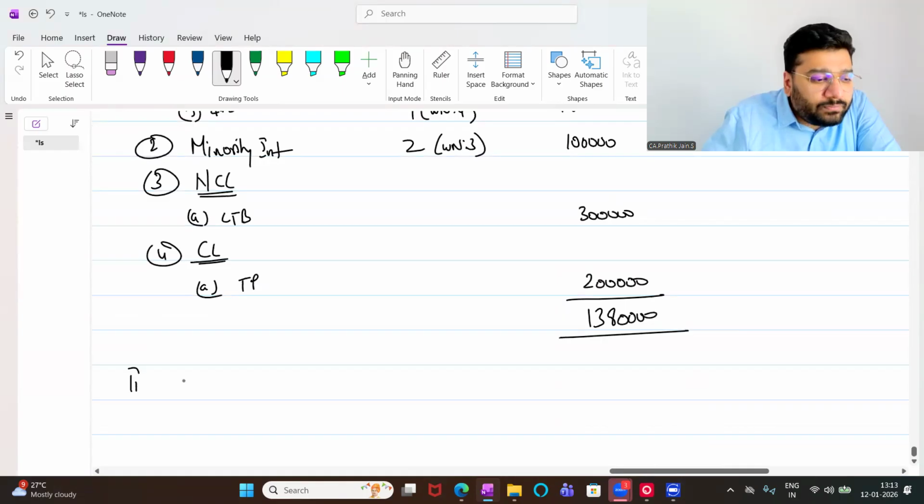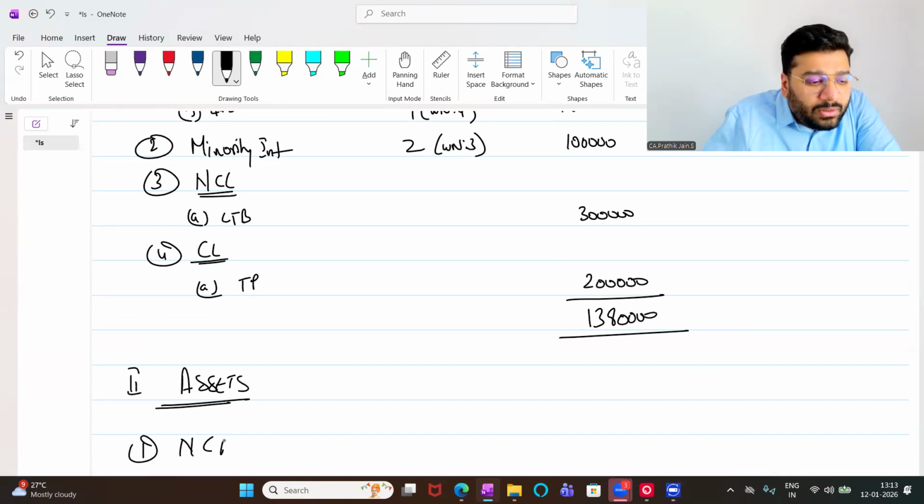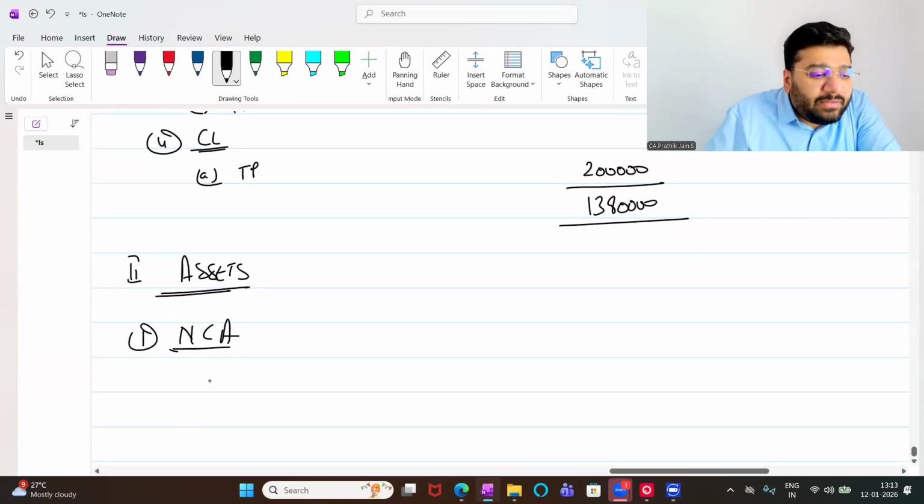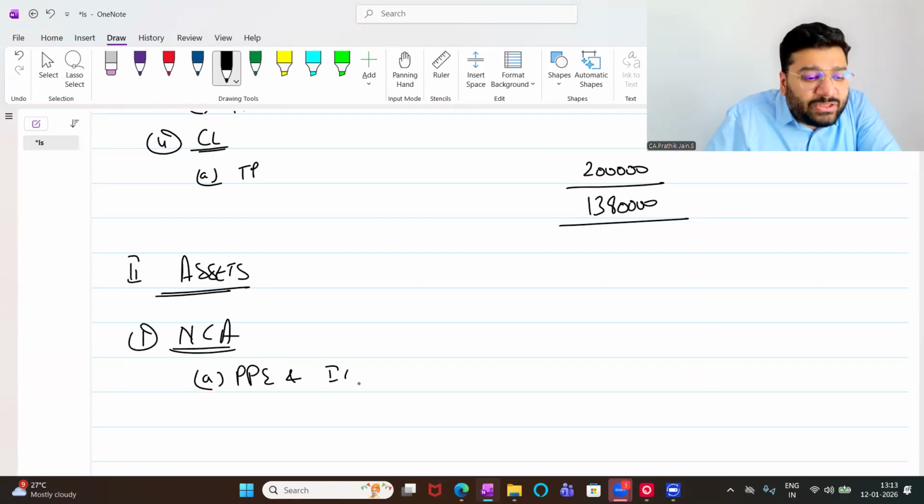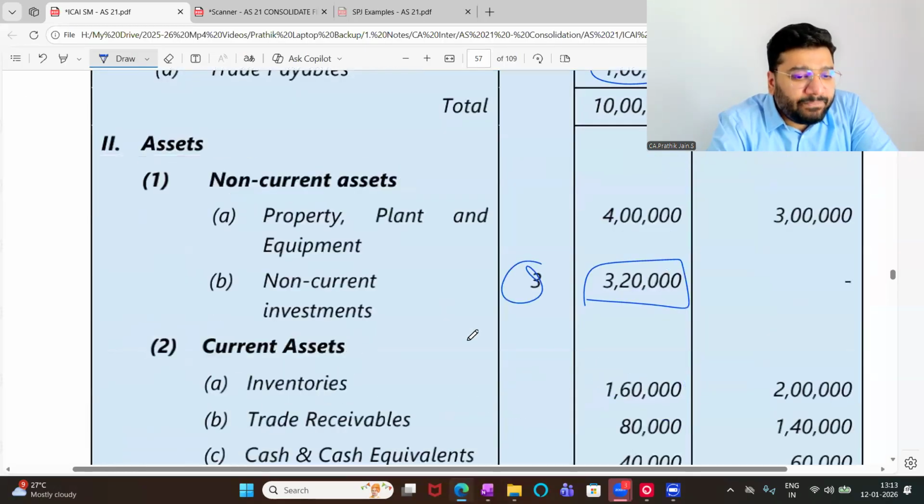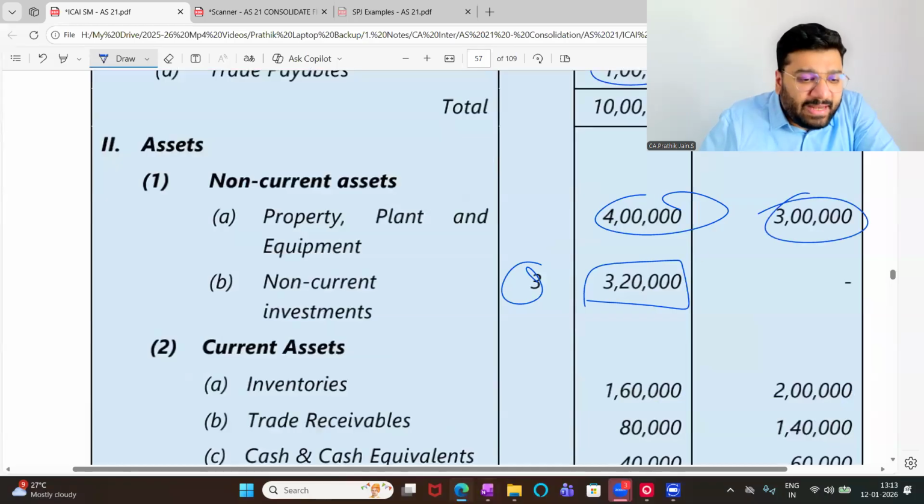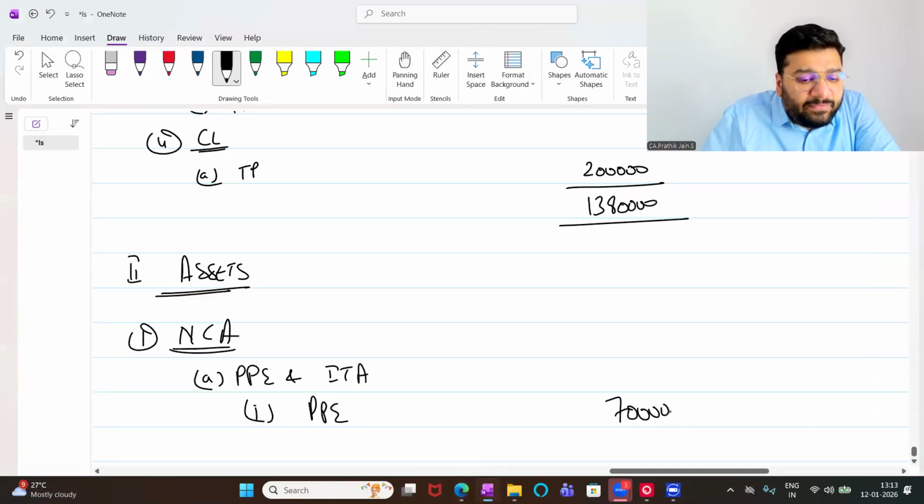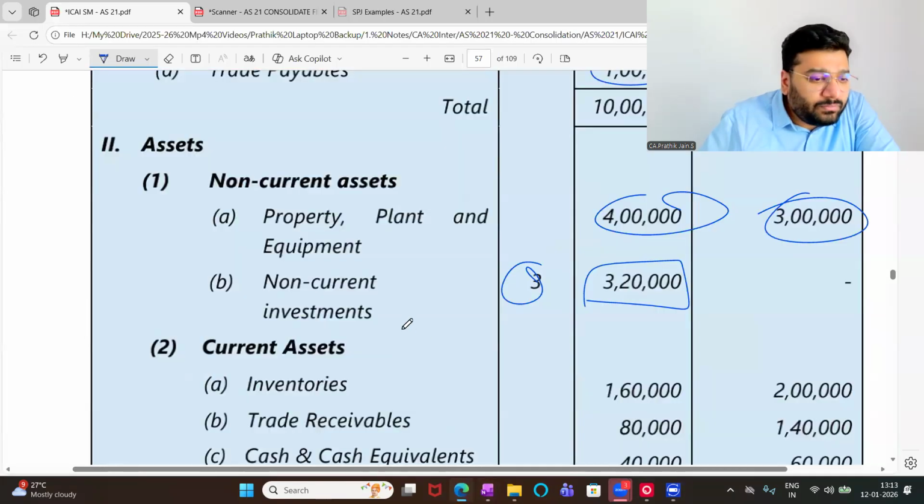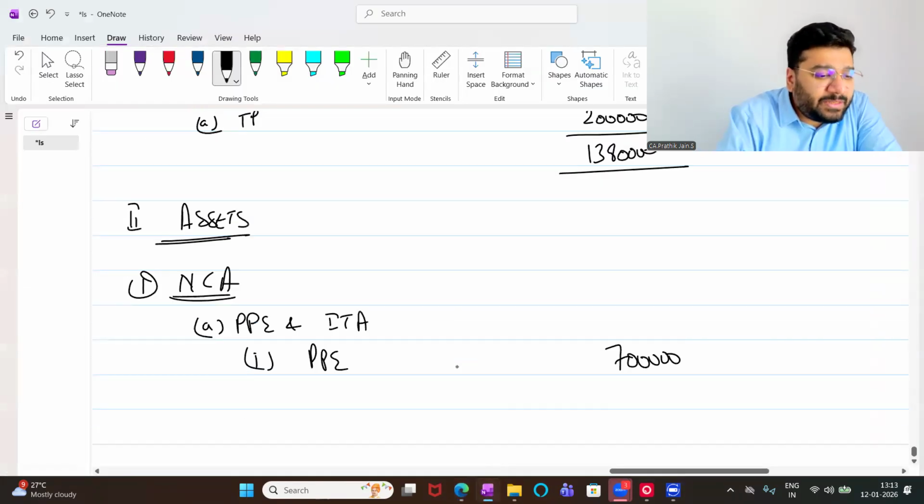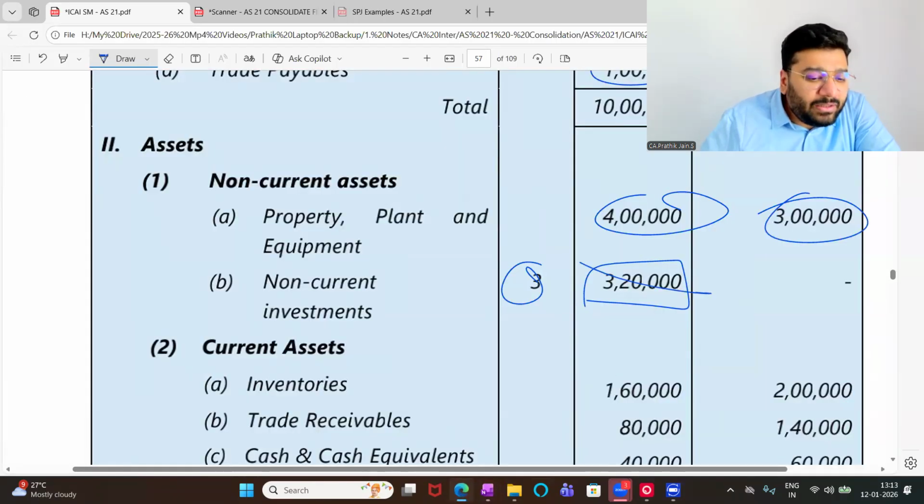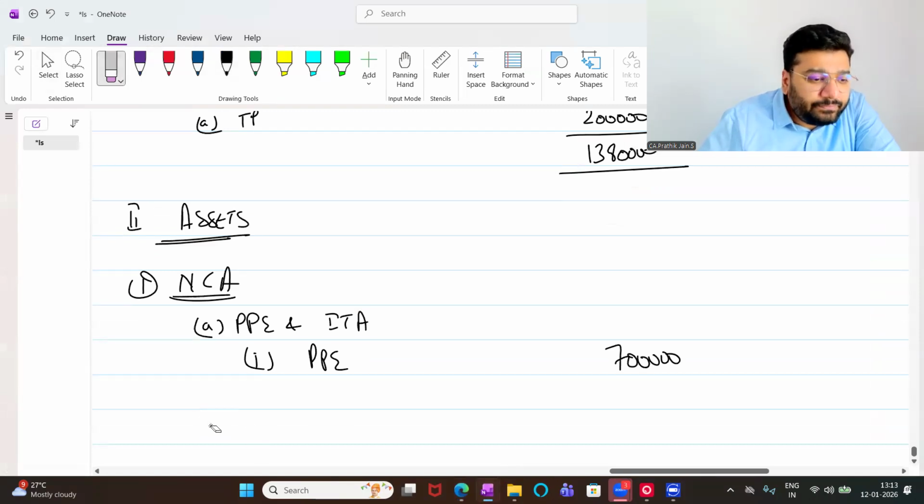Next, part number 2, assets. In that, the first item is non-current assets. Under that, the first item is property, plant, equipment, and intangible assets. Under that is PPE. Any adjustments to be done with that? No. So just add 4 plus 3, how much? 7 lakhs. Do we have any goodwill or capital reserve? No. So directly non-current investments. Will it come? Not come. Why? Because non-current investment is knocked off against the share capital. So directly current assets.